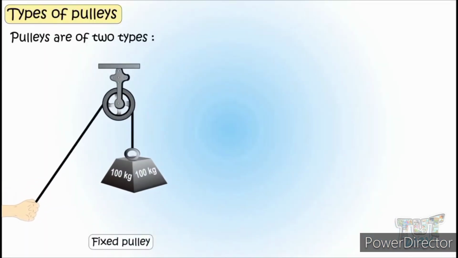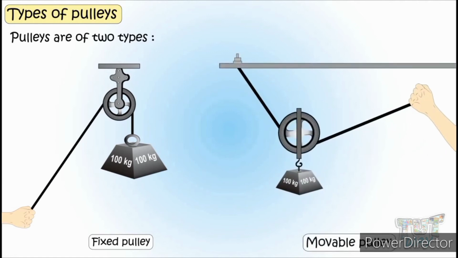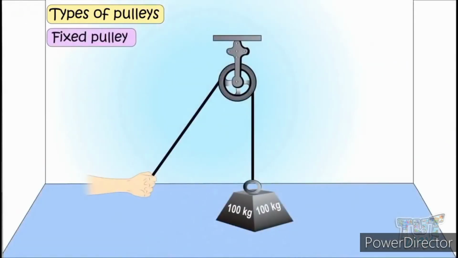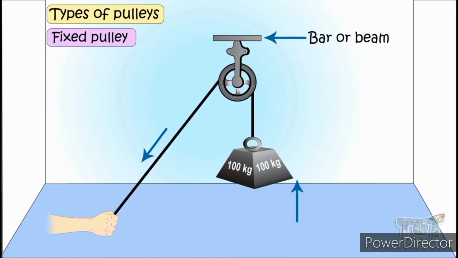They can be fixed pulleys and movable pulleys. Fixed pulleys are those where the pulley is tied to a bar or a beam and the pulley doesn't move at all when the rope is pulled. It just changes the direction of the force, and there is no multiplication of force.